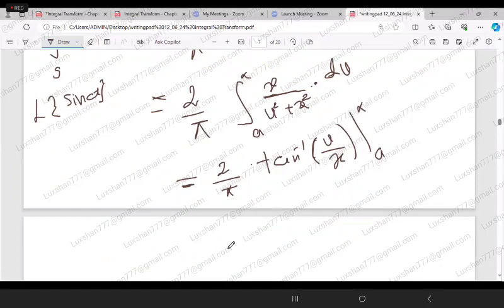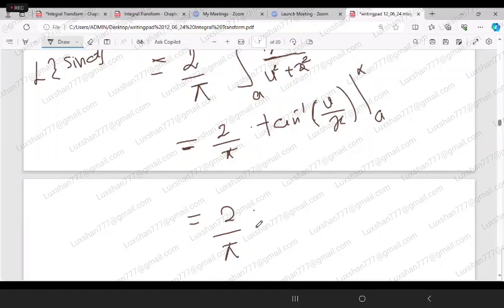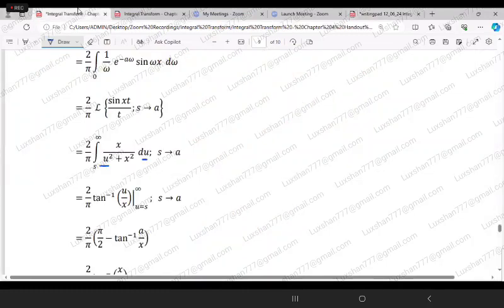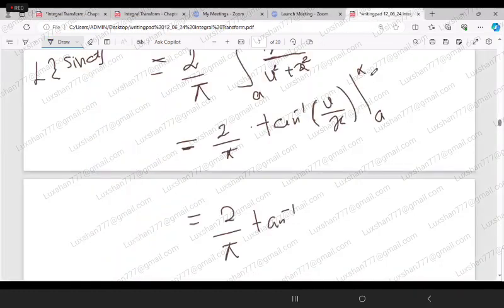So okay, you can write this as root 2 over pi tan inverse. So if you put u equal a, sorry, u equal s, then that becomes, if you put infinity, that is pi by 2. Okay, if you put infinity, the upper limit, no, so that is pi by 2.